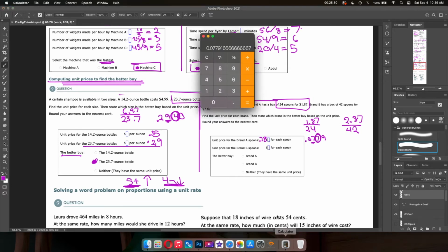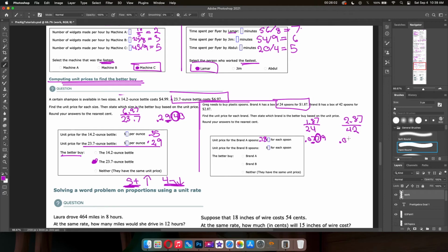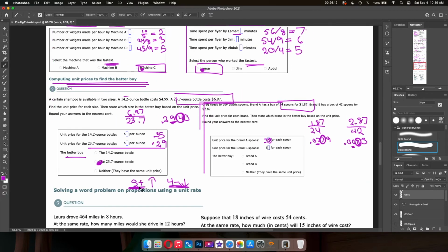Now, again, we have clear. We have 2.87 divided by 42. Enter. 0.0683. There's my second decimal place. Here is my decision maker. That's 4. No, that's not. That's 5 or more, so it rounds up.